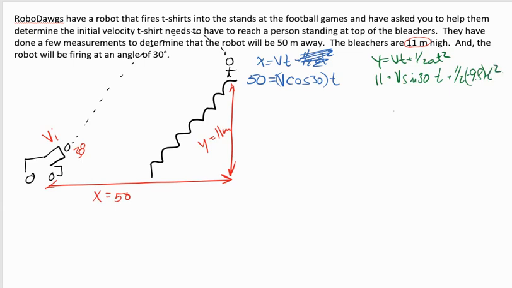Now, at first you look at that and say, well, I can't solve either of those equations for anything. But at second glance, you notice that there are two unknowns, V and T, and two equations. So if we simultaneously solve these equations, we can get rid of one of the unknowns in order to solve for the other. Since we're looking for this initial velocity, then we'll probably solve this for time, plug it back in over here to get rid of time and to solve for the initial velocity.